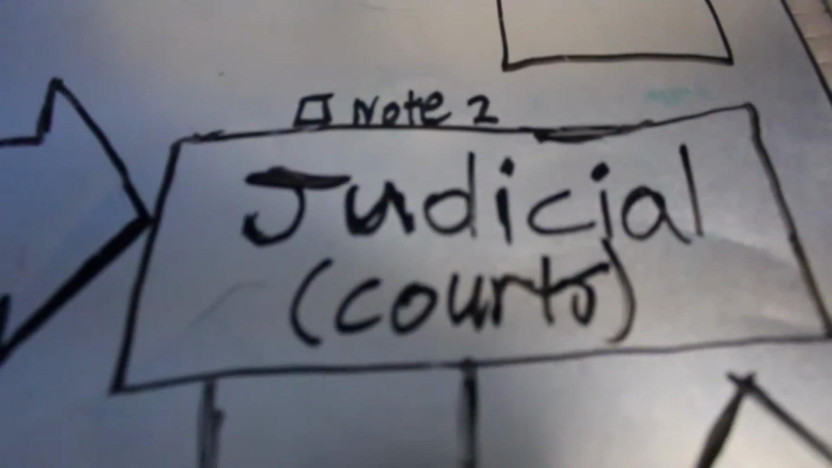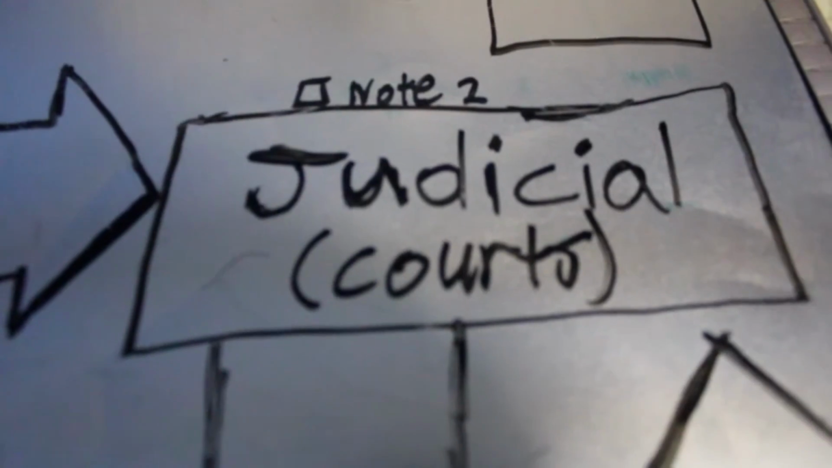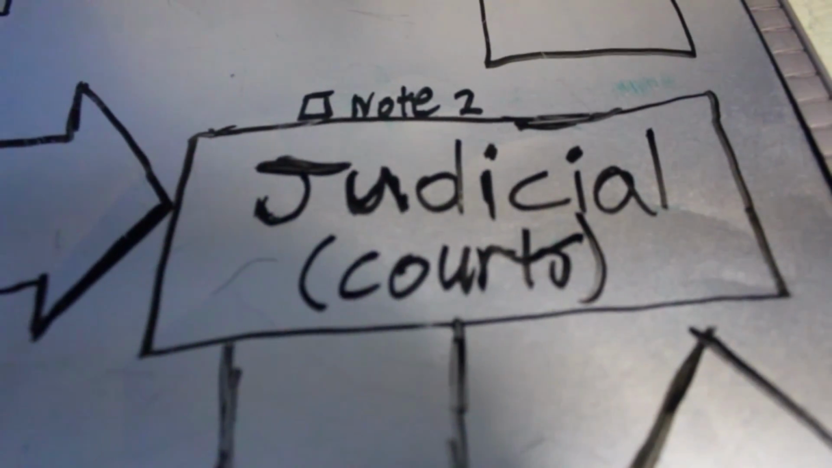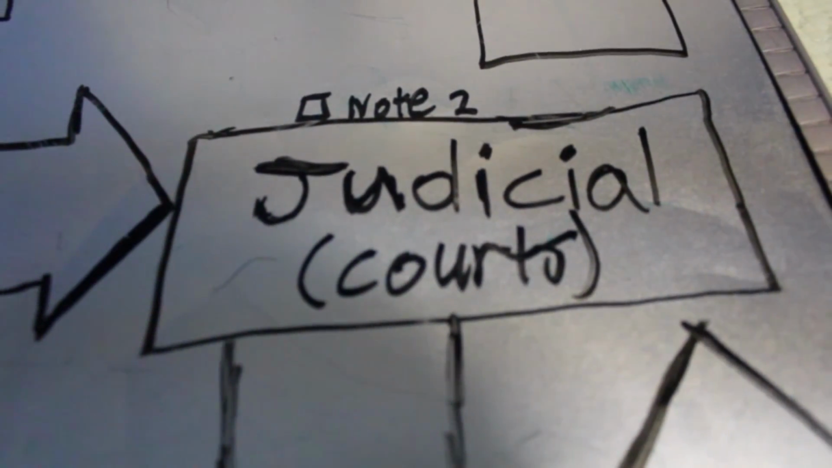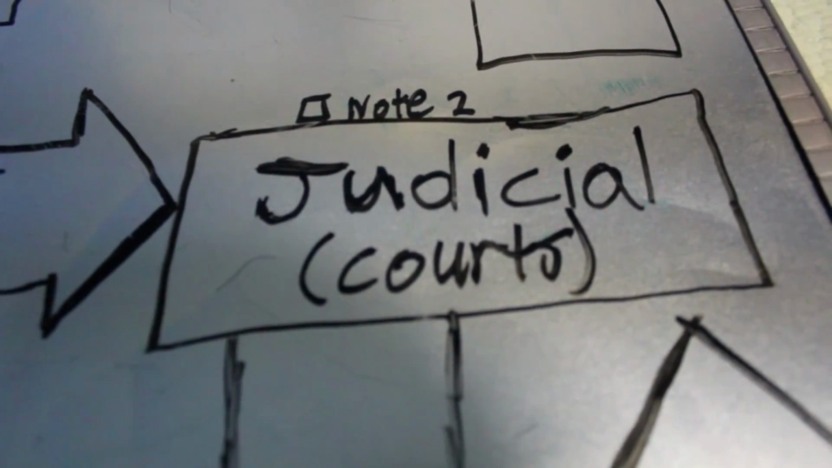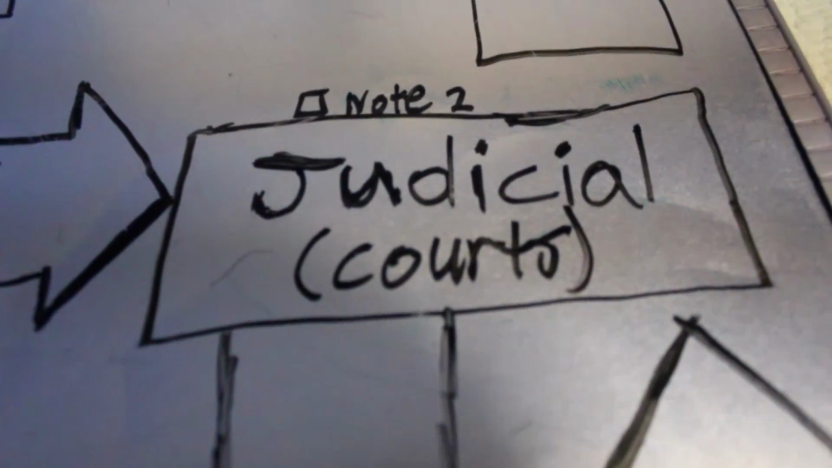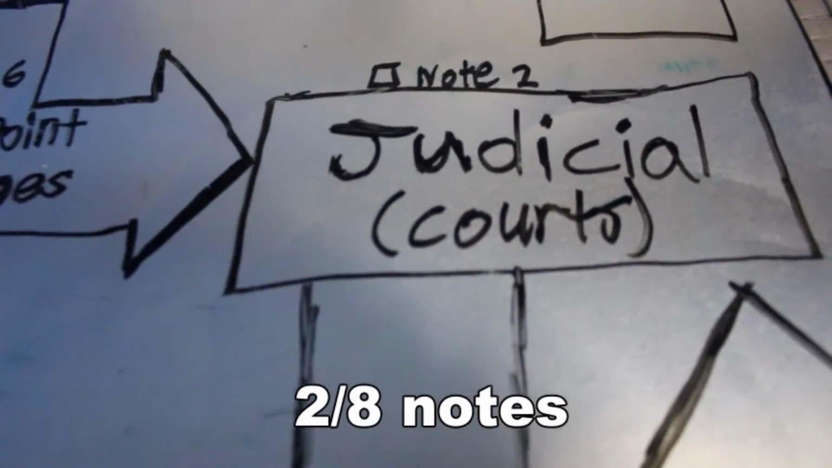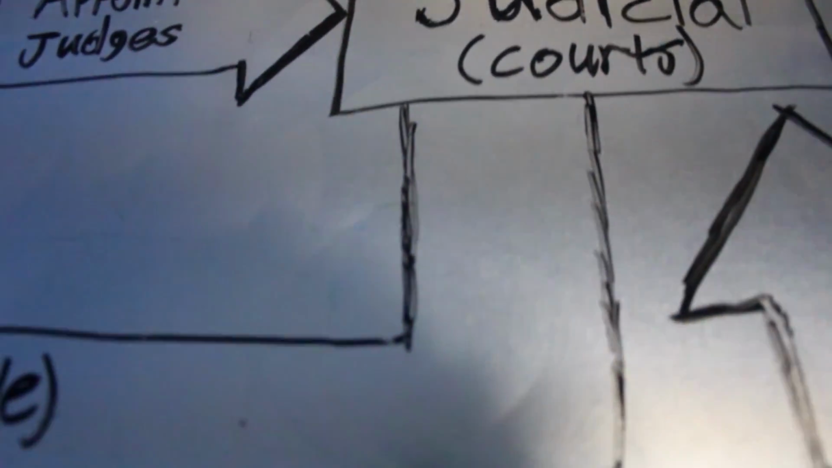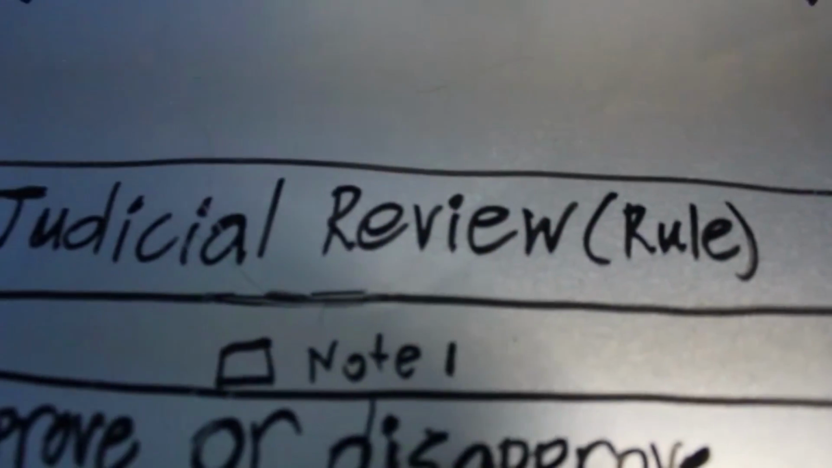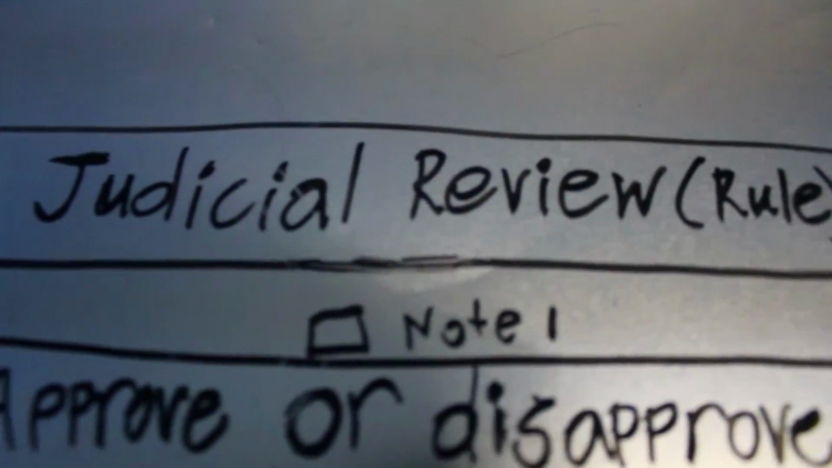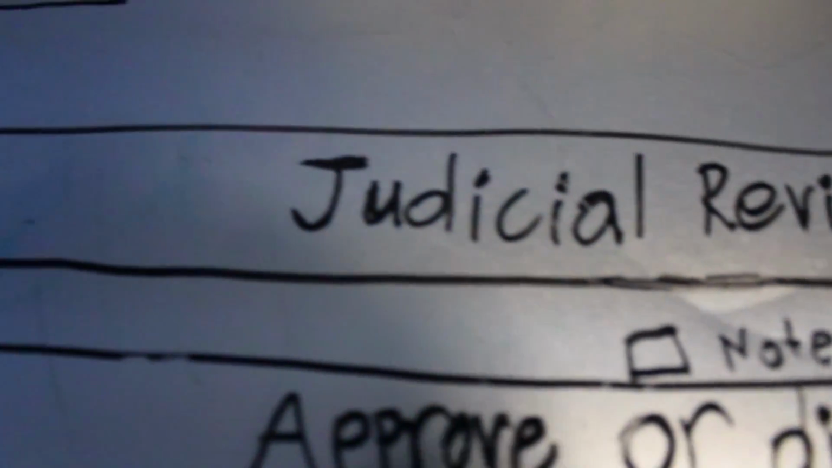Grab the second note, which is called judicial courts. In short, I'm going to call it Judy. The Judy note. So we're going to go down here. That was note 2. Now this road is mandatory. It's called judicial review. And it says rule. So you obviously know that it is mandatory to go through here. I'm going to go up here.